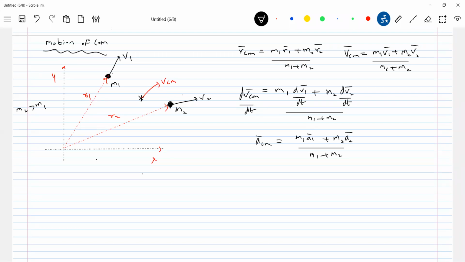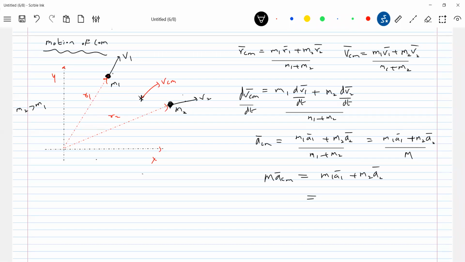What is A_CM? The acceleration of center of mass of the system. What is m1 plus m2? The total mass of the system, M. So this will become M A_CM equal to m1 A1 plus m2 A2.